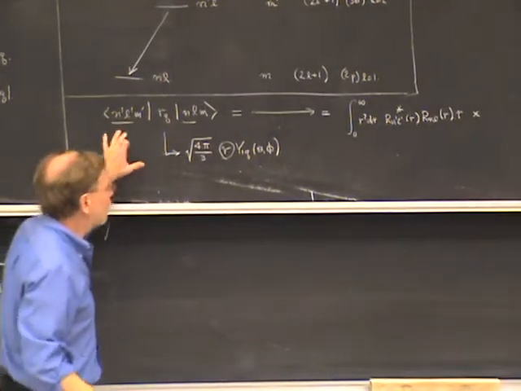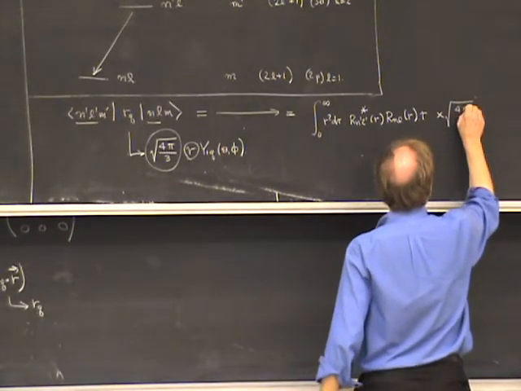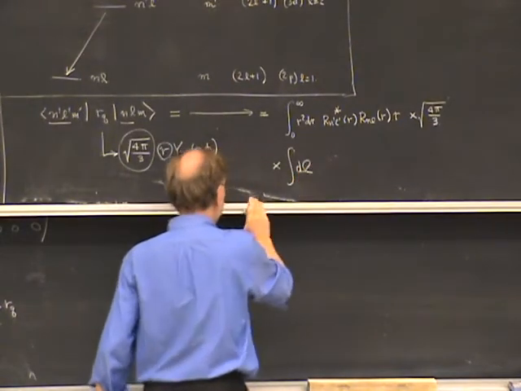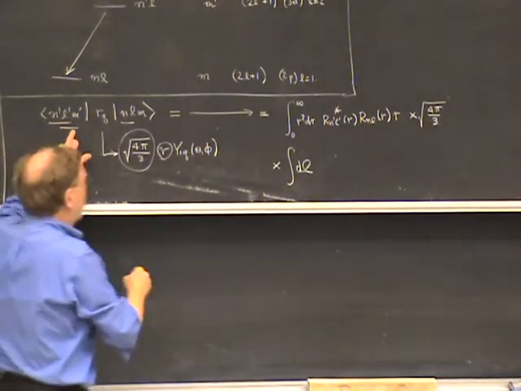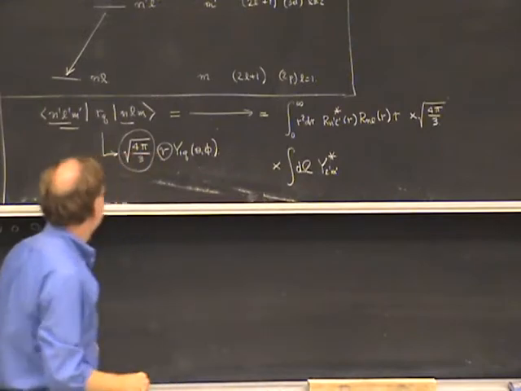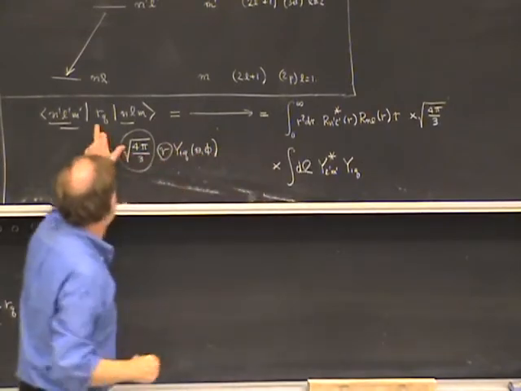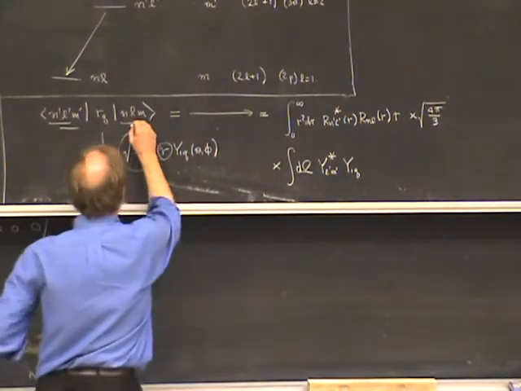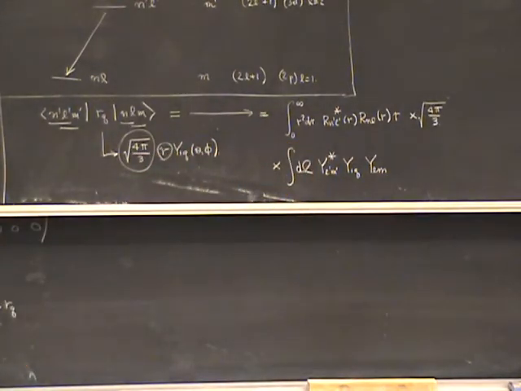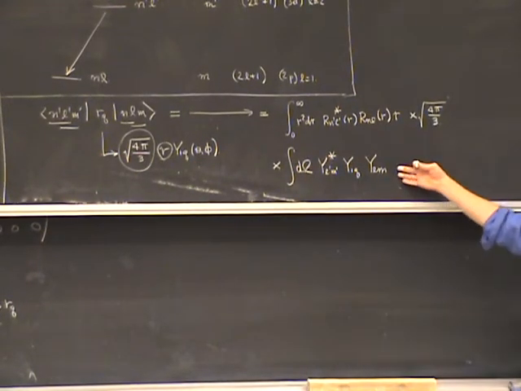Now let's do the angular part. Well, first I'll pick up this constant factor here, square root of 4 pi over 3. And then multiply this times the angular integral, which is the integral over solid angles. So we get a Y l prime m prime from the wave function on the left. This has to be complex conjugated. We get a Y1q from the spherical components of the position operator in the middle. And then we get a Ylm for the angular part of the wave function on the right. And the result is that this integral breaks into a radial part times an angular part.